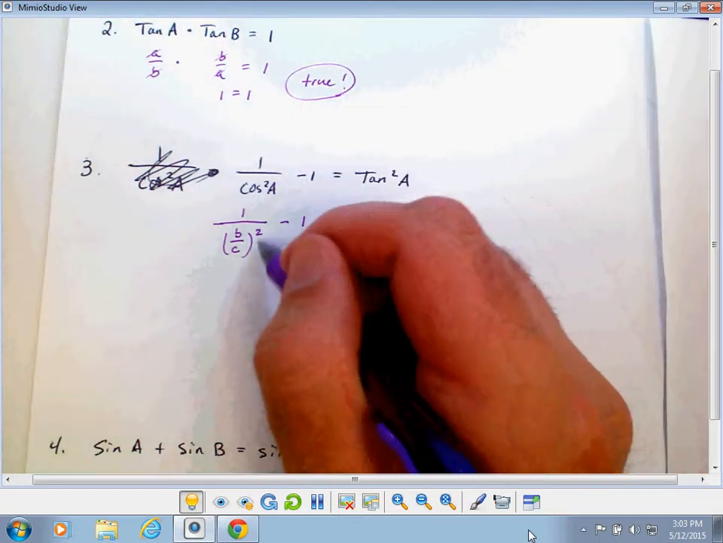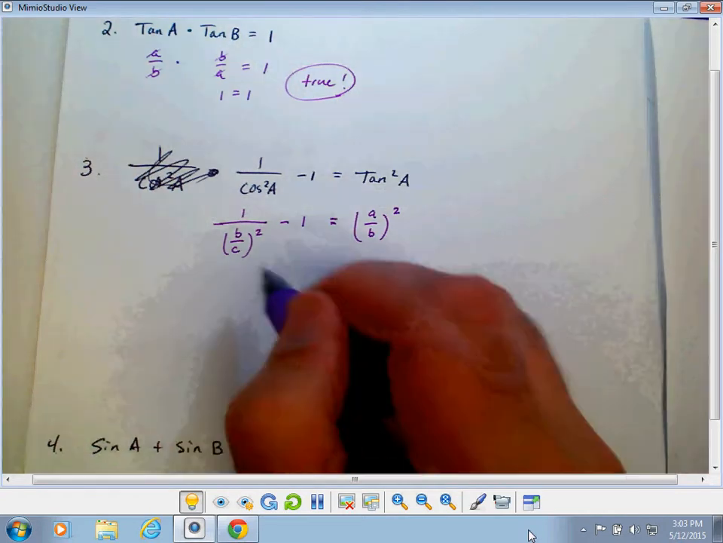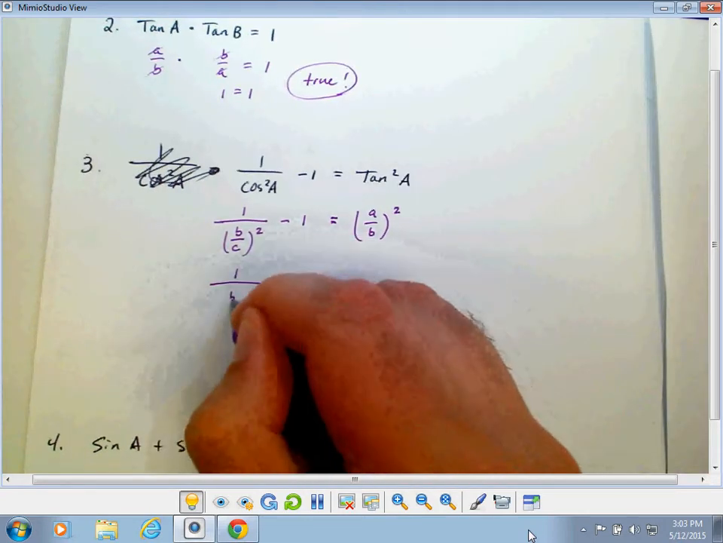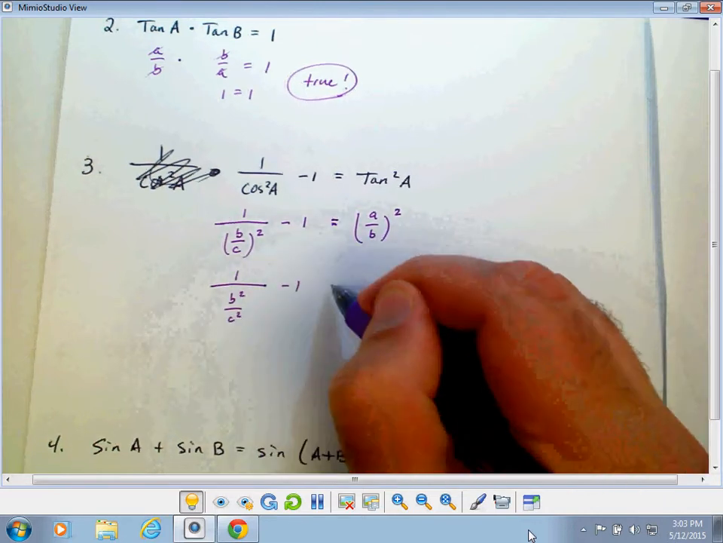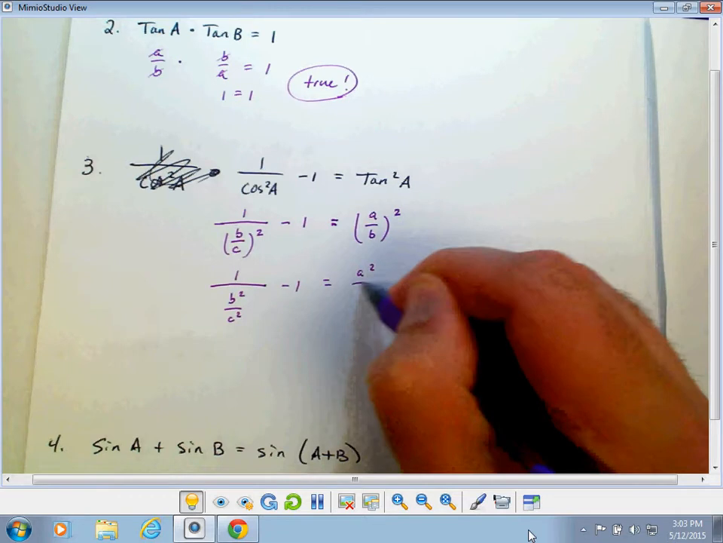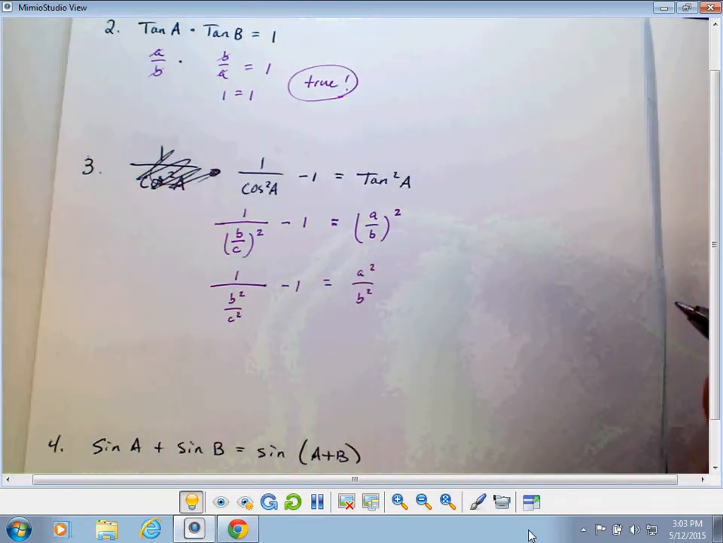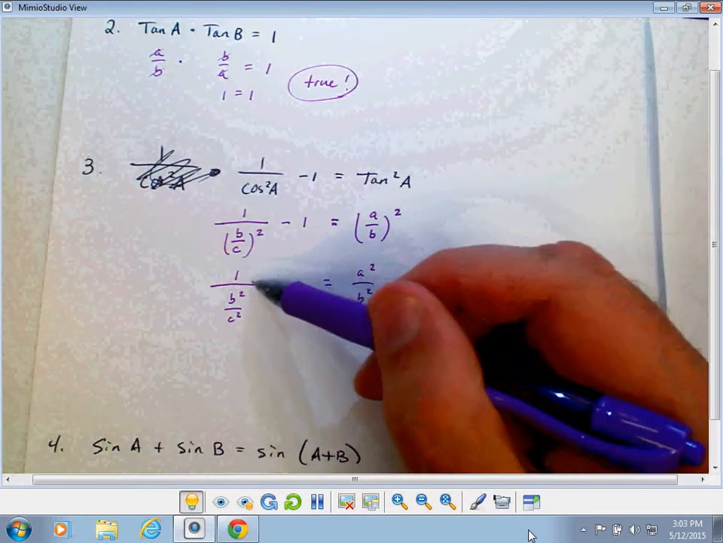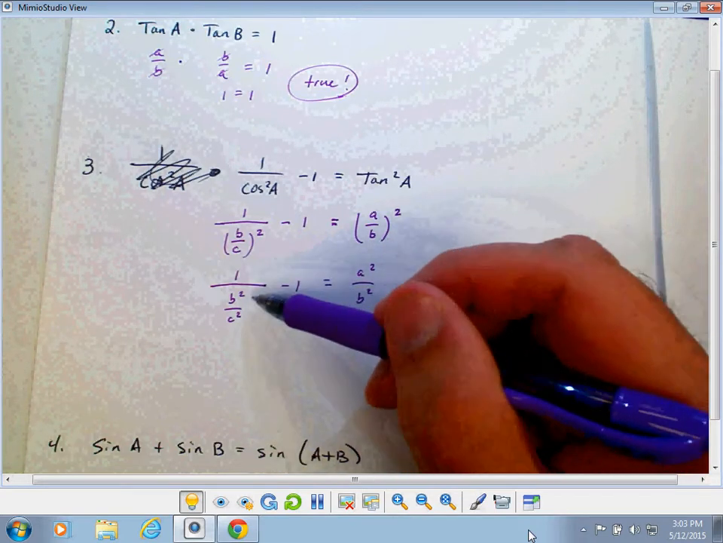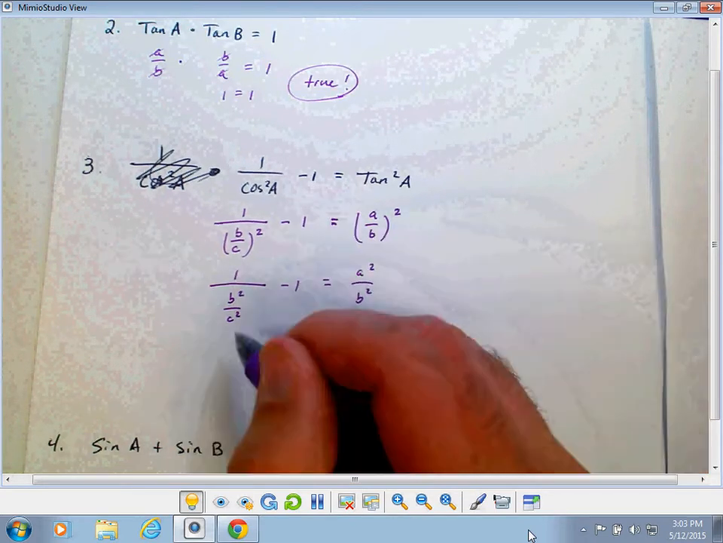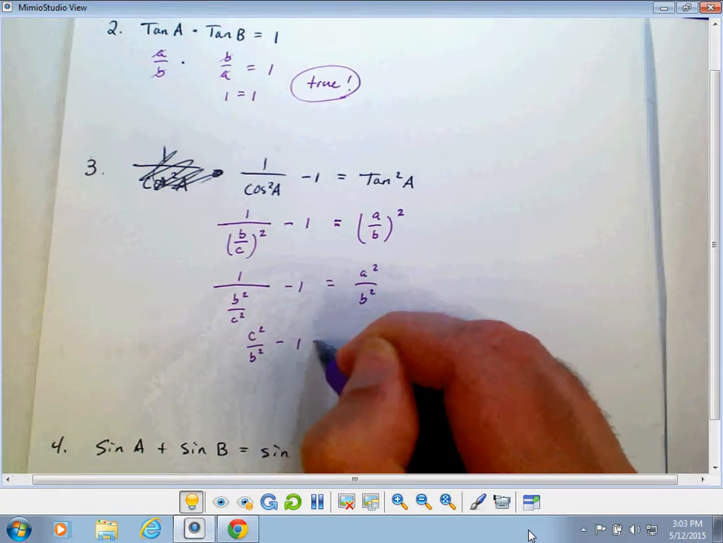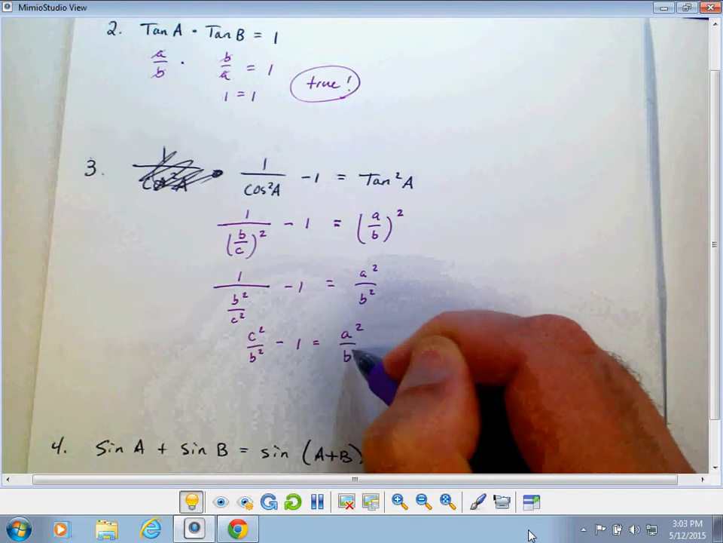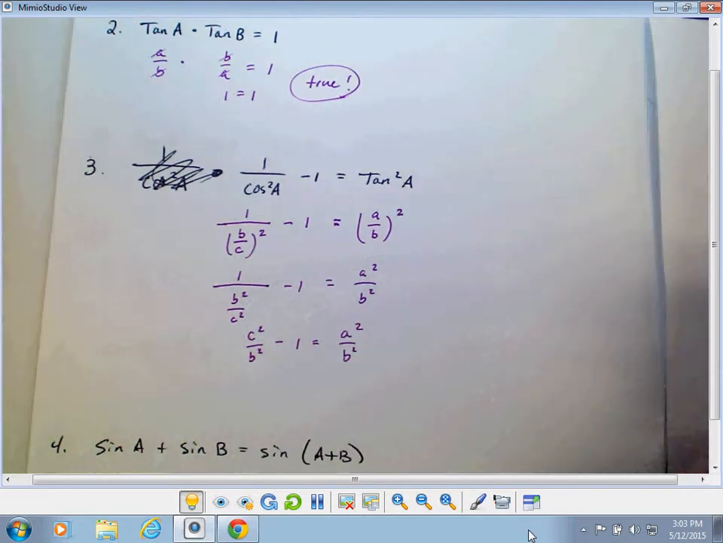Okay, so let's start simplifying. Over here it would be 1 over B squared over C squared. So we have 1 over a fraction, which is a mess. And then here, A squared over B squared, when you square them both. When you have 1 over a fraction, ultimately what happens is you just flip that fraction over. It's called reciprocating. So it's really C squared over B squared minus 1 equals A squared over B squared. So you're like, well, how is that possibly equal?